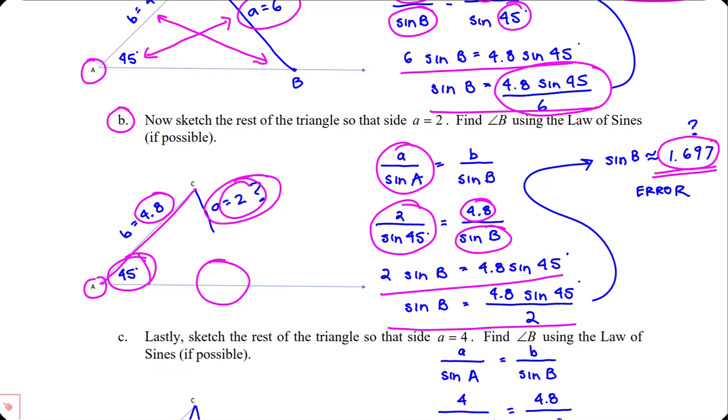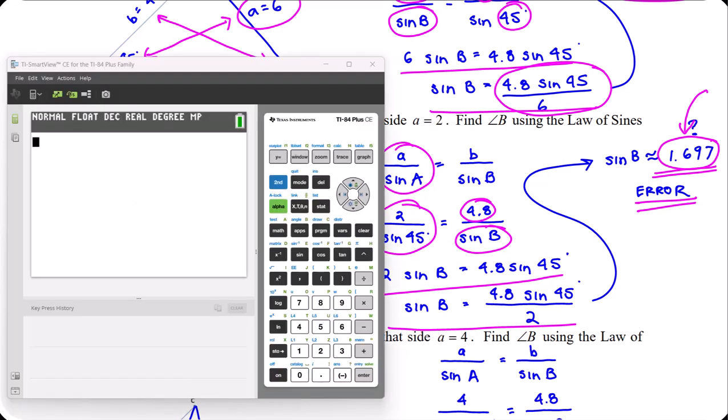The sine values have to be between -1 and +1. Remember the sine curve? Up 1, down 1? This is past that. It's past the range of sine. It's an error. If you didn't notice that when you did the inverse sine on your calculator, it would say error. Let me show you.